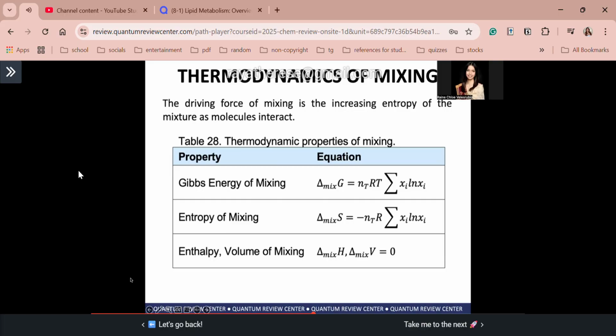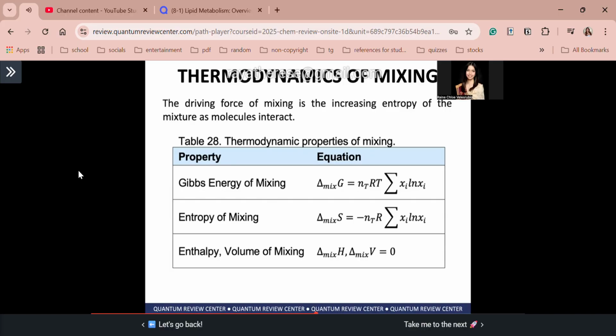So, the enthalpy and entropy and gives free energy of mixing, guys, okay? It describes how mixing affects the thermodynamic variables, okay? So, the driving force of mixing, guys, is the increasing entropy of the mixture as molecules interact. So, guys, again, ang basis natin dito is when you, for example, mix the substances in a mixture, okay? Ay di nag-increase din ang entropy, diba? Because the molecules interact with other molecules more, okay?